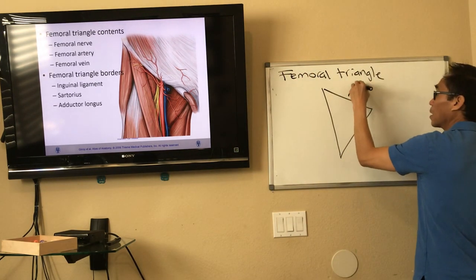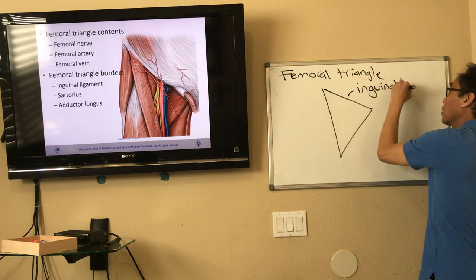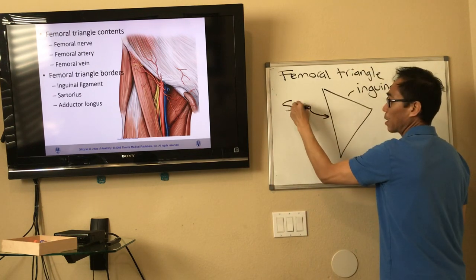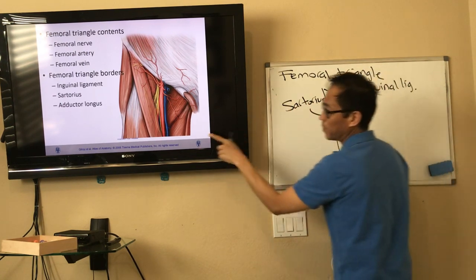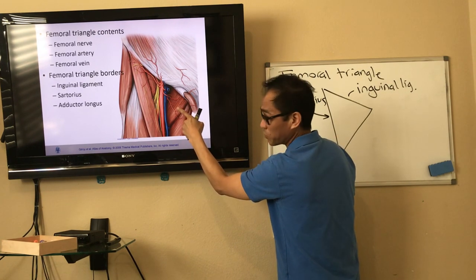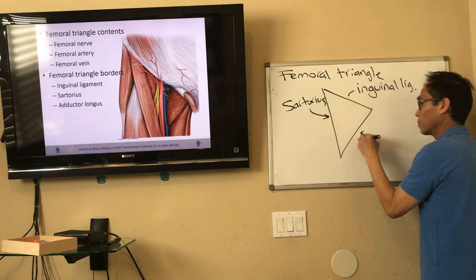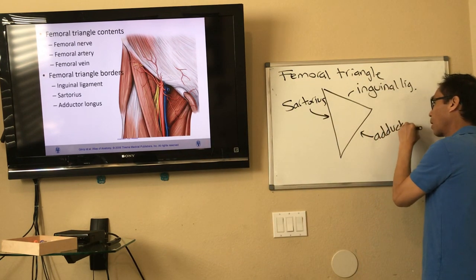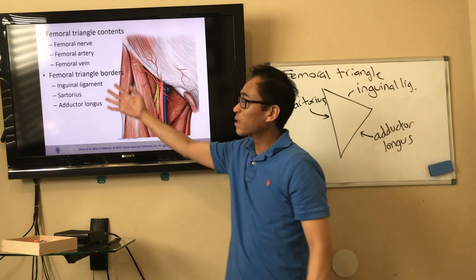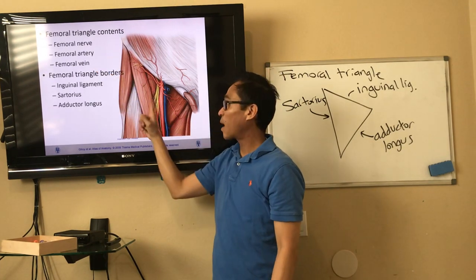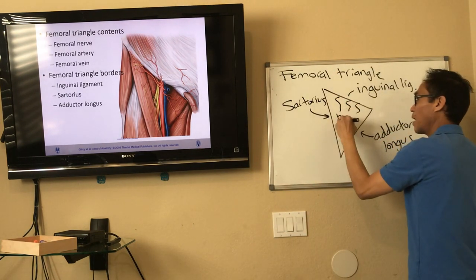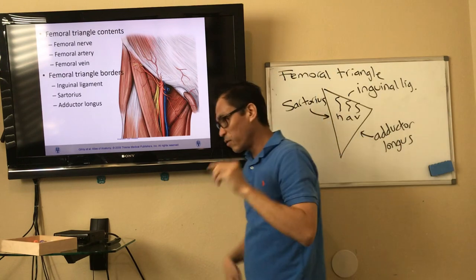That border is inguinal ligament. That border is sartorius. This medial border, that muscle there, that's the adductor longus. That's pectineus, don't worry about it. That's the floor of the triangle, but there's the adductor longus there. So those are the borders. Contents: femoral nerve, artery, and vein, from lateral to medial, always. NAV, from lateral to medial: nerve, artery, and vein.